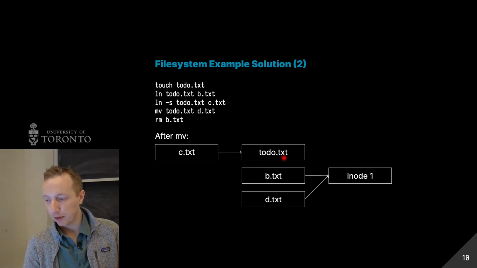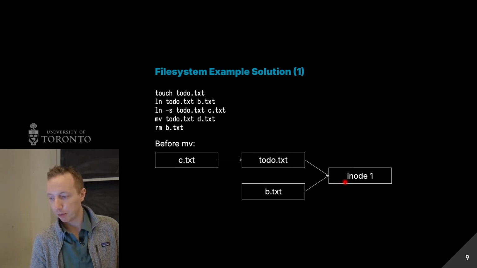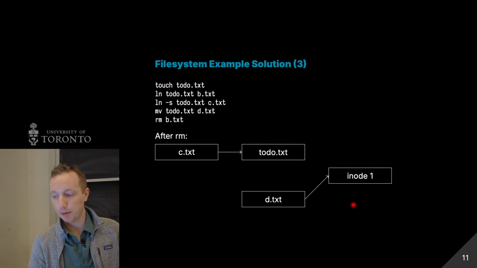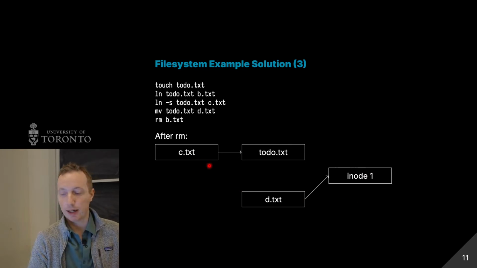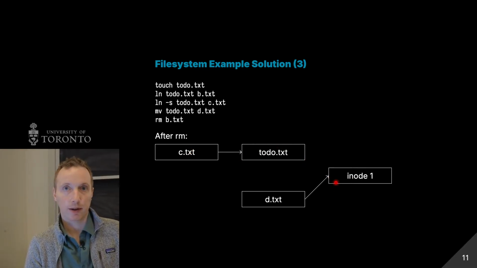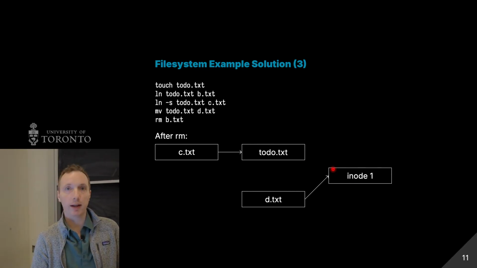So it just renames that hard link from todo.txt that pointed to inode1 to d.txt that still points to inode1. Now, if we remove b.txt, that means we only have one thing pointing to that inode anymore. And now if we try to access c.txt, that will not resolve to an inode eventually, and it will say file not found. So everyone okay with that?